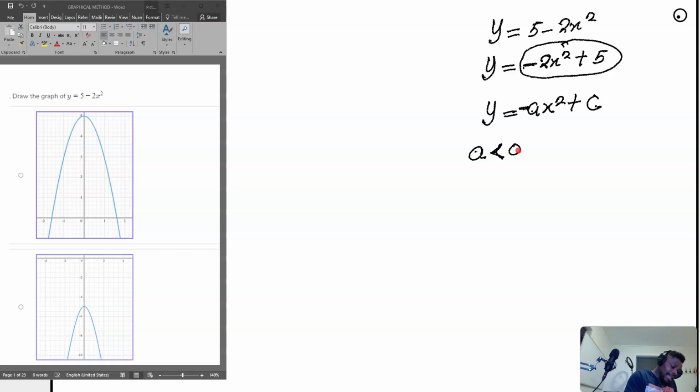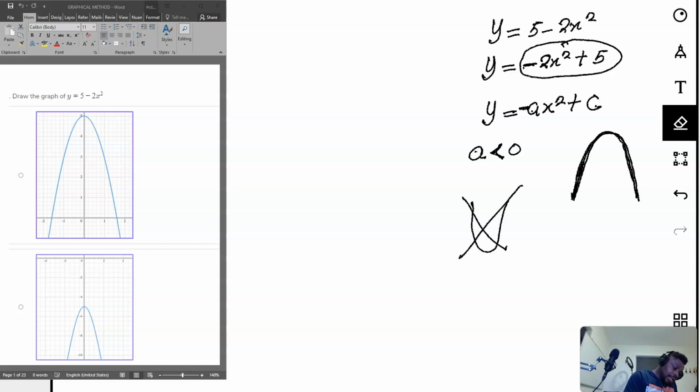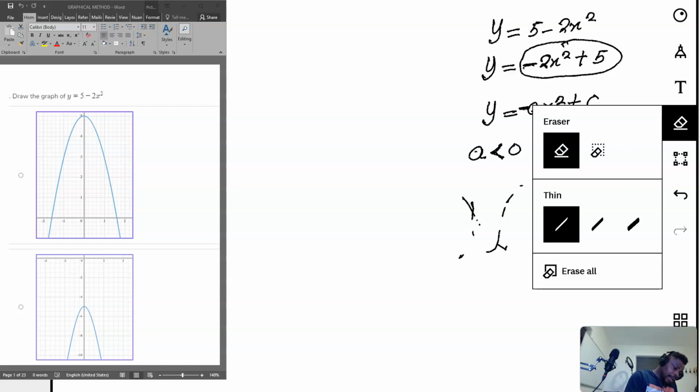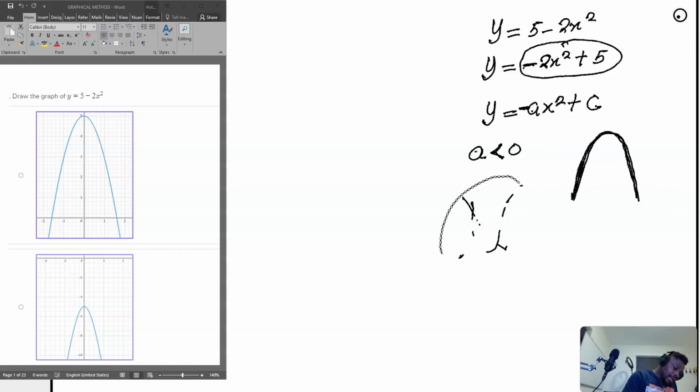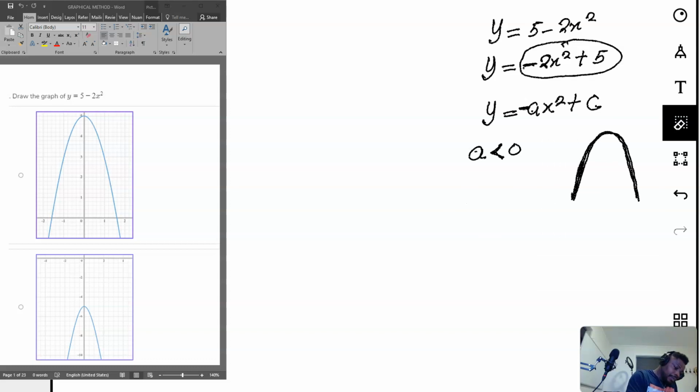And when a is less than 0, it simply means your curve is going to cover up, like this. It's not going to open, it's going to cover up. That is one thing that you need to know there. And the other thing here is that your curve will cut the y-axis at c.